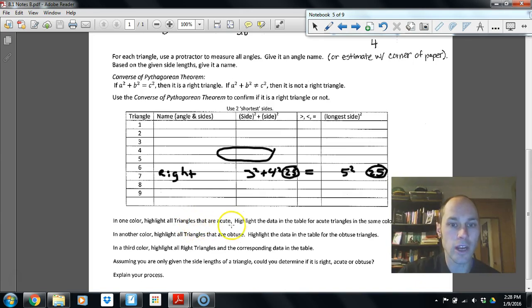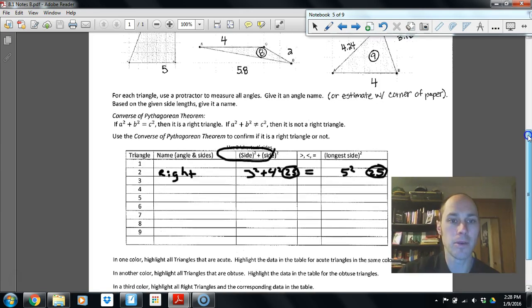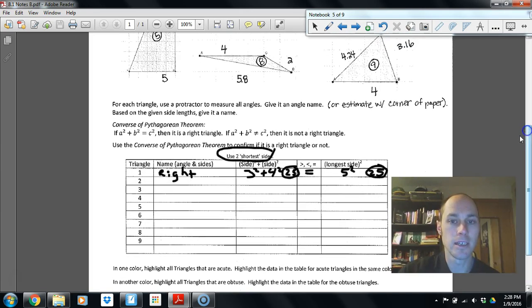It'll ask you to highlight all triangles that are acute, all triangles that are obtuse with a different color, and all right triangles with a different color, and check the corresponding data in the table. And then it asks you to assume that you're given only a side length of a triangle. Can you determine if it's right, acute, or obtuse? So see if you can find a pattern with that and be ready to explain that in writing there. And then when you get to class, you can check in with me and I'll let you know if you figured it out or not. So that is how I would like you to finish up before you begin working on the assignment.